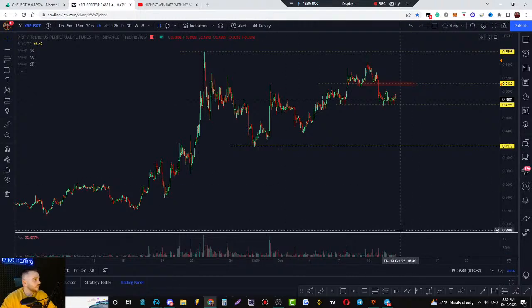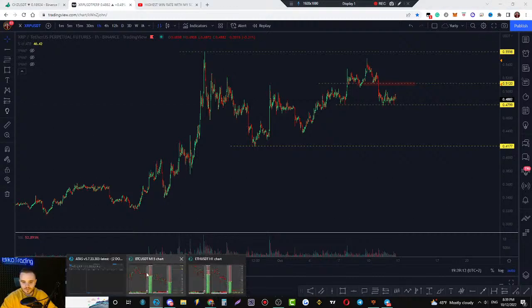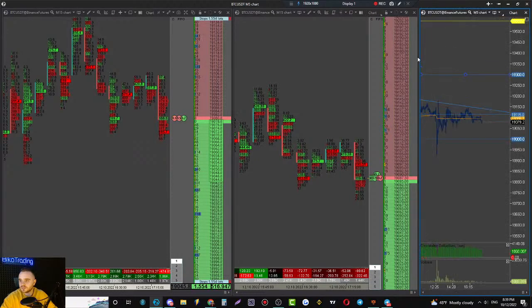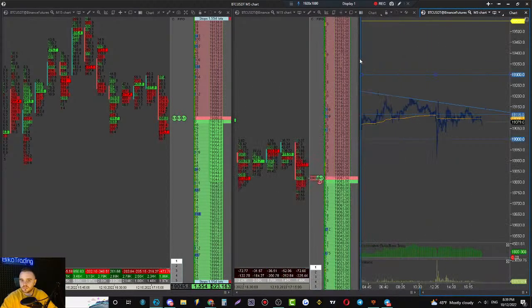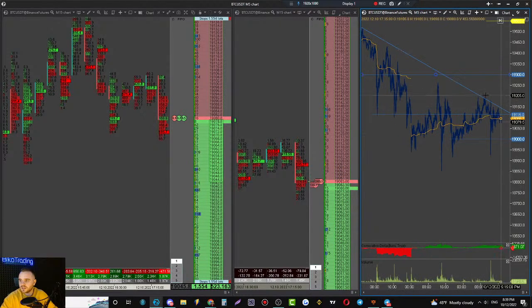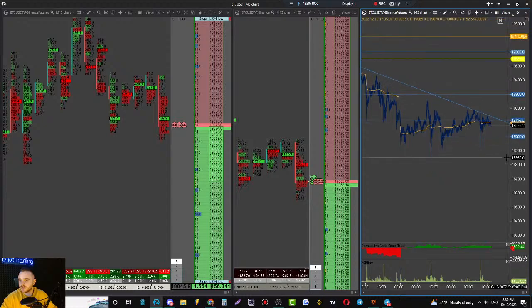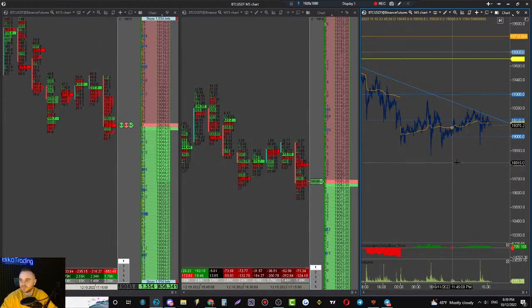BTC is playing a game with us. BTC at this moment is playing a game with us, and that's really difficult. Because without clear direction on BTC, many coins can do whatever they want. But for a clear and beautiful rise, we need squeezing on BTC, we need BTC breakup. Only that would break all other trends.